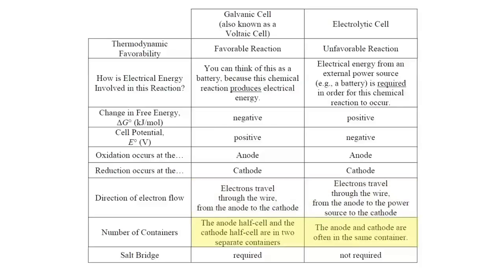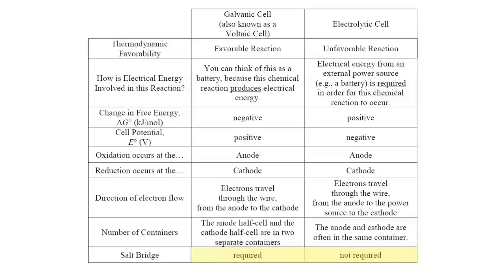And as far as the number of containers, for a galvanic cell, you typically have two separate containers. You have the anode half cell, in which oxidation occurs, and then you have the cathode half cell, in which reduction occurs. For an electrolytic cell, the anode and the cathode are often in the same container. And with respect to a salt bridge, for a galvanic cell, a salt bridge is required, but for an electrolytic cell, a salt bridge is not required.